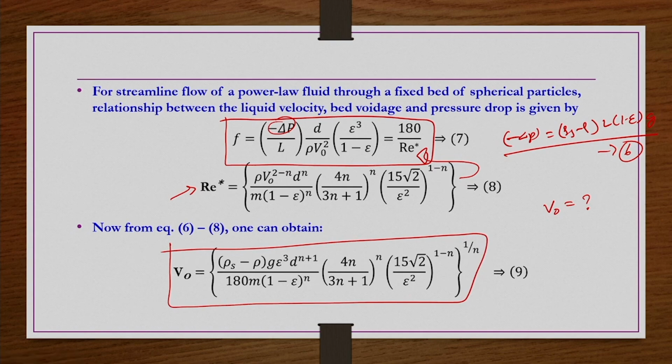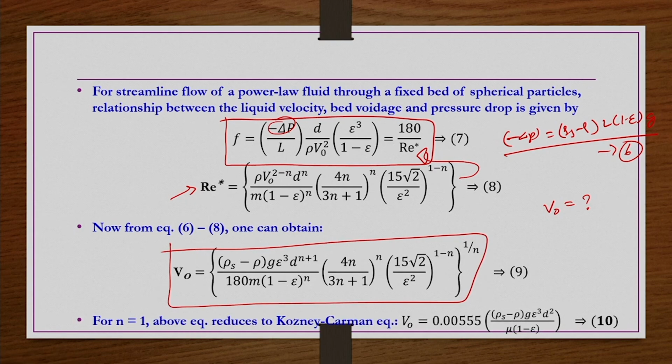A simple rearrangement you can do. If you substitute n equals 1 in this equation, you get the Kozeny-Carman equation. Now, we are doing this when we say minus delta P is constant by this equation, which means it is under fluidized conditions.